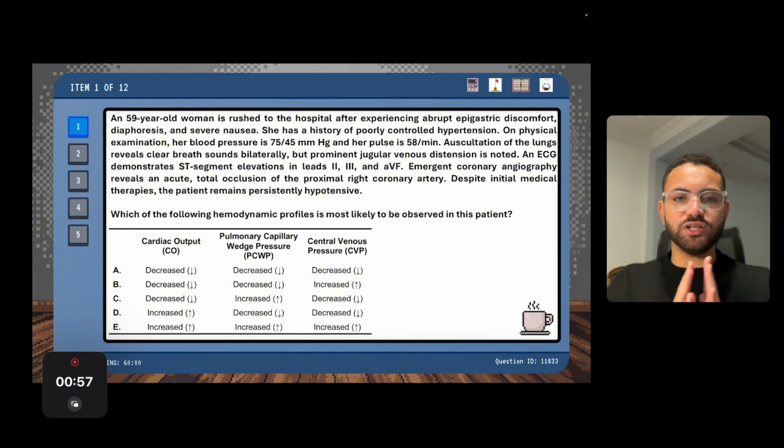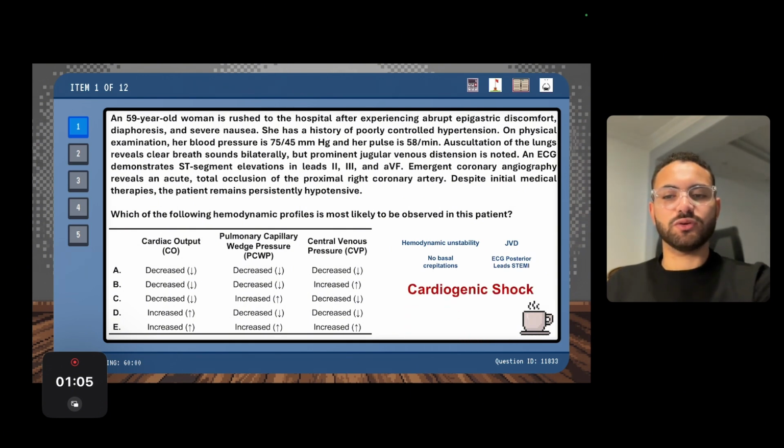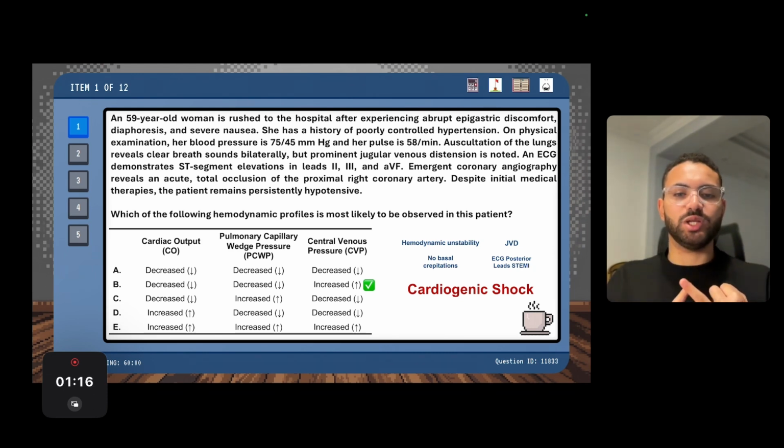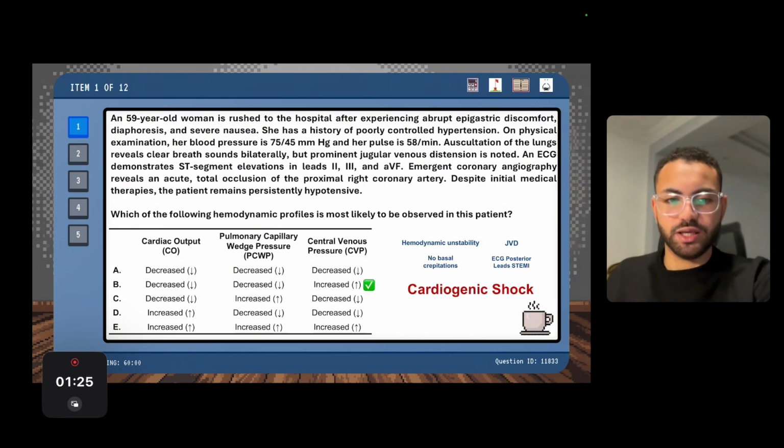So, actually, she has hemodynamic instability. There is no basal crepitation. There is JVD and the ECG shows a posterior MI. So, she has cardiogenic shock. And the answer here will be B, as the JVD reflects that the central venous pressure will be high, and there is no basal crepitation, so the pulmonary capillary wedge pressure is free, so it will be low, and with hemodynamic instability and cardiogenic shock, of course, the cardiac output will be low.